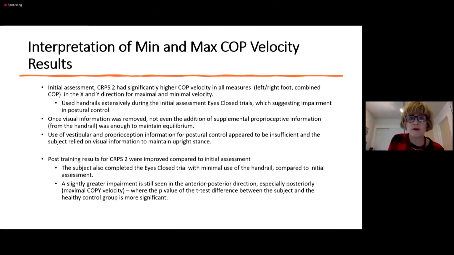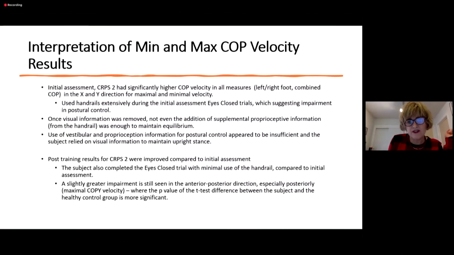So the interpretation of the min and max COP velocity results showed that CRPS subject 2 had significantly higher COP velocity in all measures, left, right foot, combined COP in the XY direction for maximal and minimal velocity. Initially, she used the handrails extensively in the initial assessment eyes closed trials, which was really suggesting impairments in postural control because she could not stay upright without them with her eyes closed. And once visual information was removed, not even the addition of supplemental proprioceptive information from the handrail was enough to maintain equilibrium.